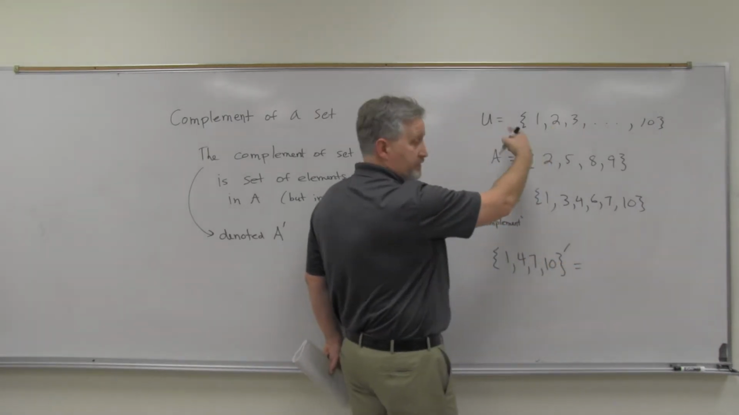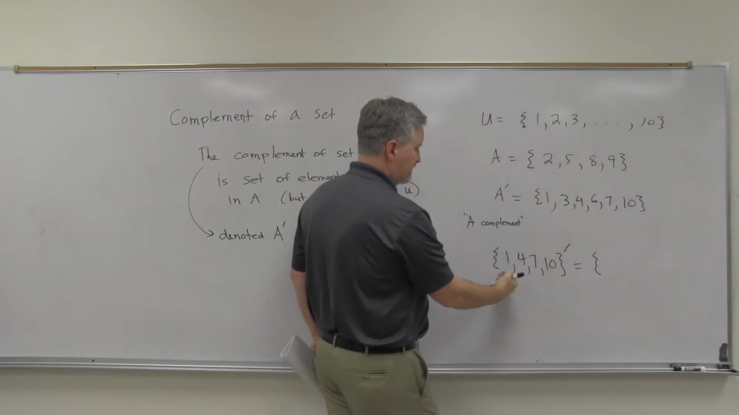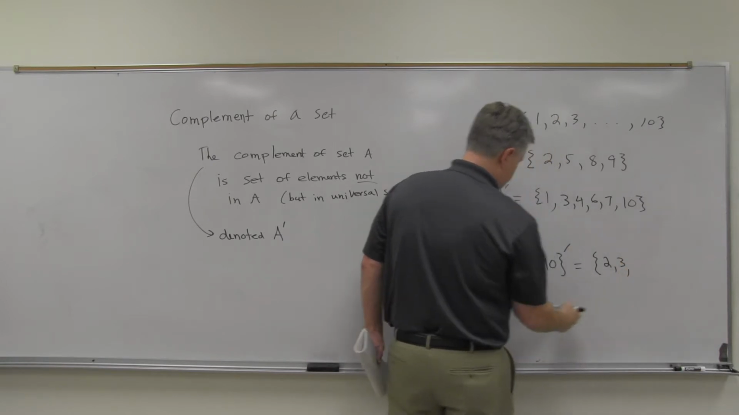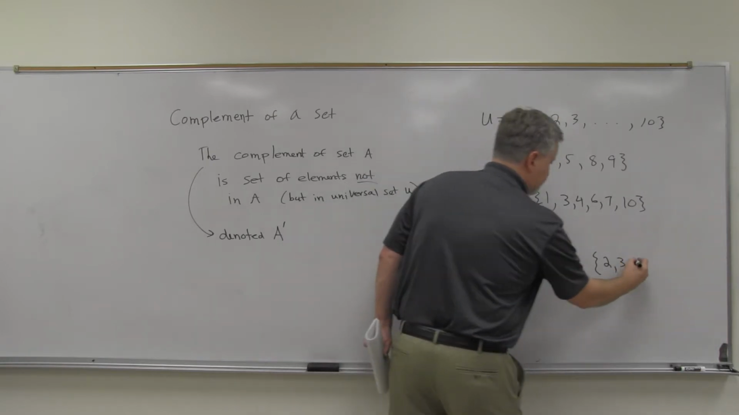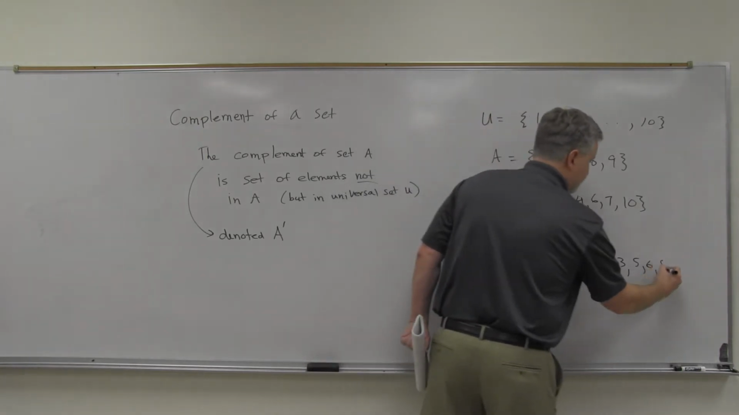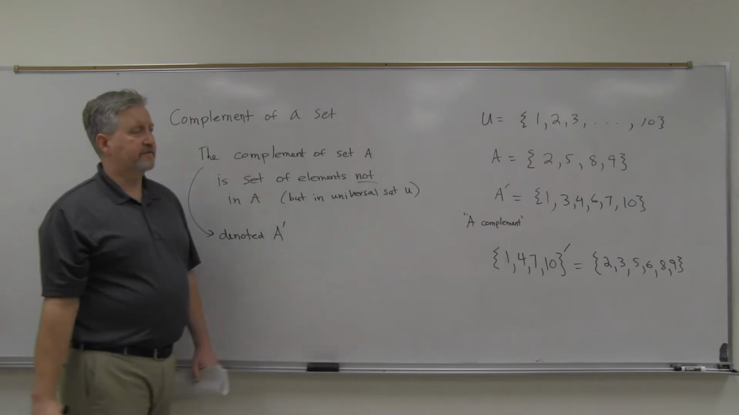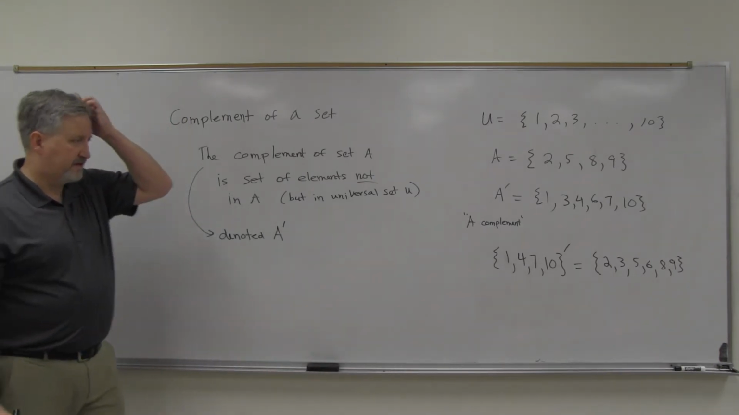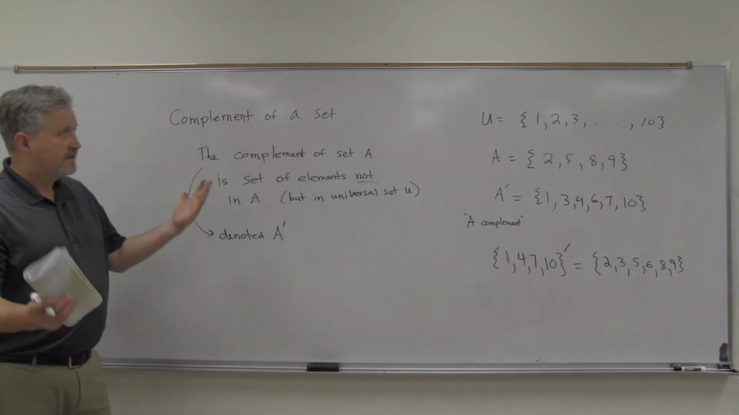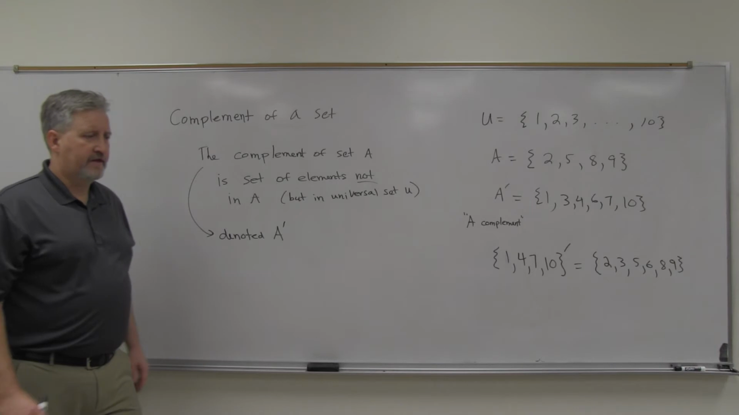Well, again, using that as our universal set, what's not in there? That's the complement: 2, 3, 5, 6, 8, 9. Okay. That's all. And you can change your universal set. That'll change your complement as well.